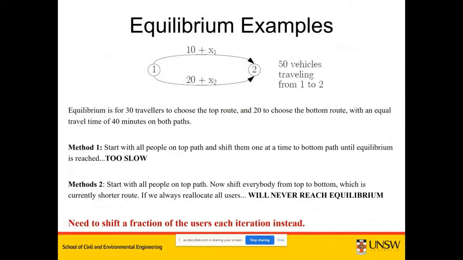So let's have a look at an example here, which has a very simple small network from origin 1 to 2.